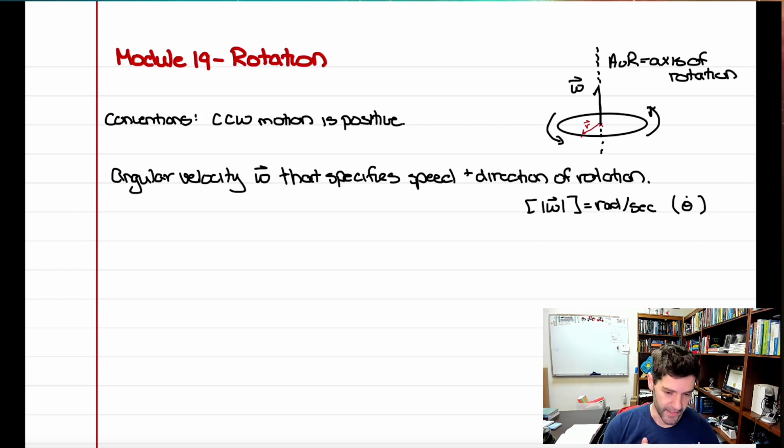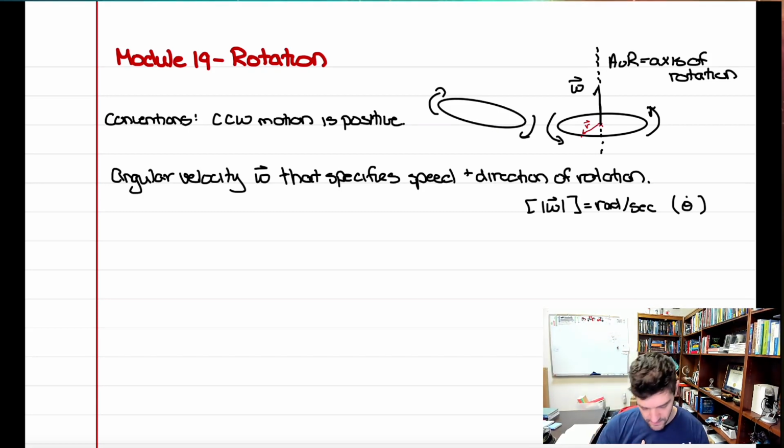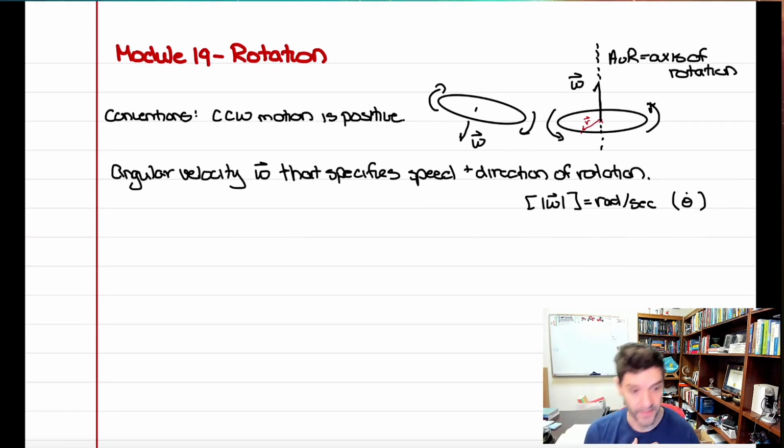The directionality is done by the right-hand rule. So if I put my thumb pointing along the direction of omega, my fingers then curl in the direction of rotation that disk is undergoing. Similarly, if I had another disk that was rotating in the opposite direction, the vector I would specify for omega might look something like this, in which case if my thumb points along omega, then my fingers curl in the direction of rotation. So this is an example of a vector expression that contains information about rotation.